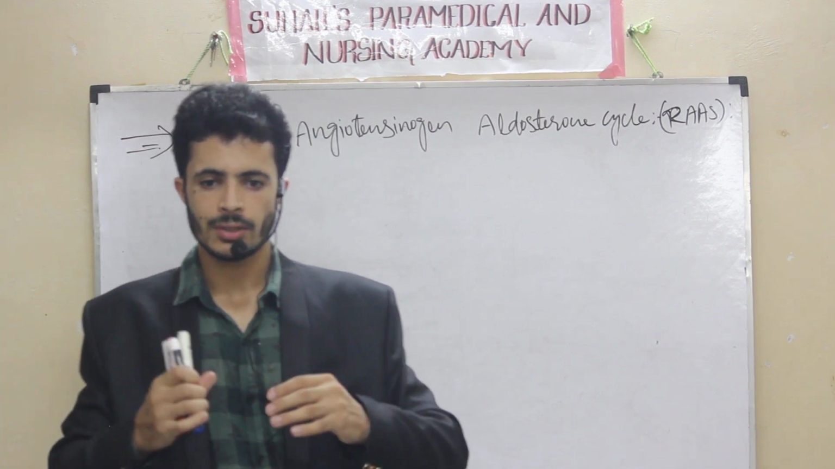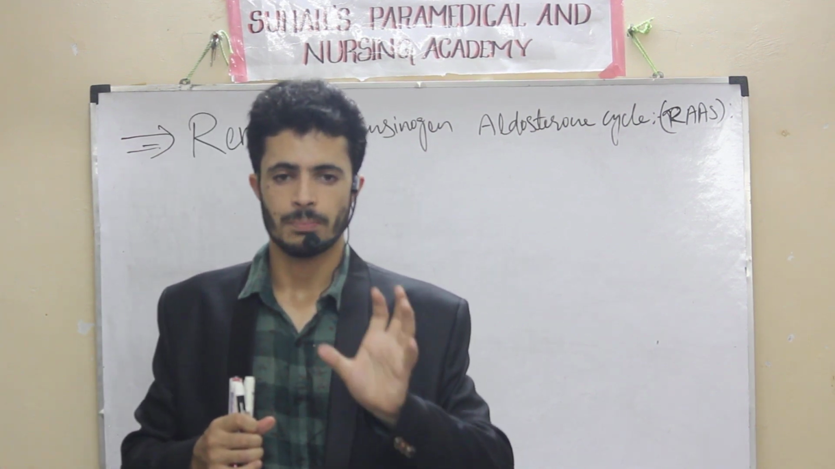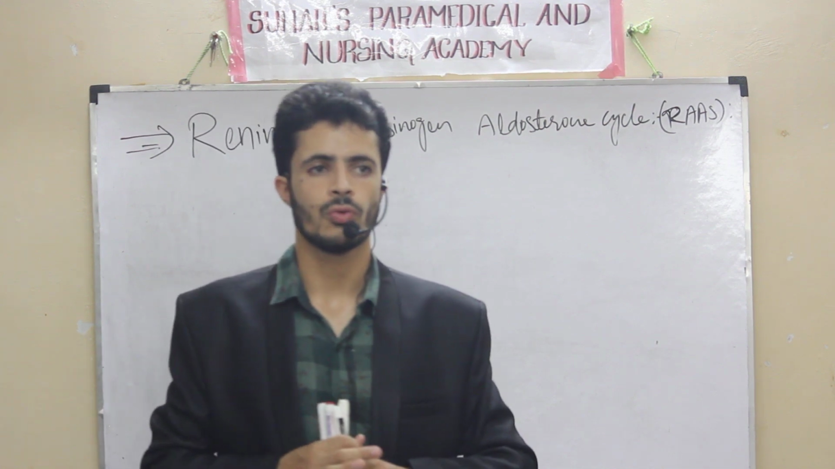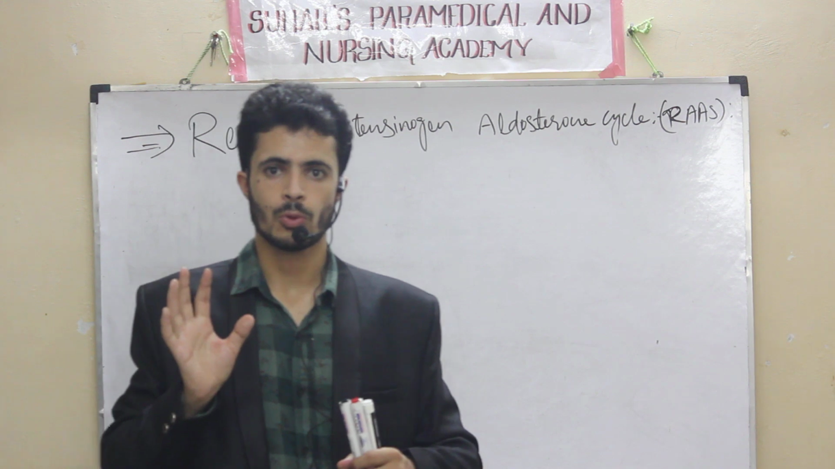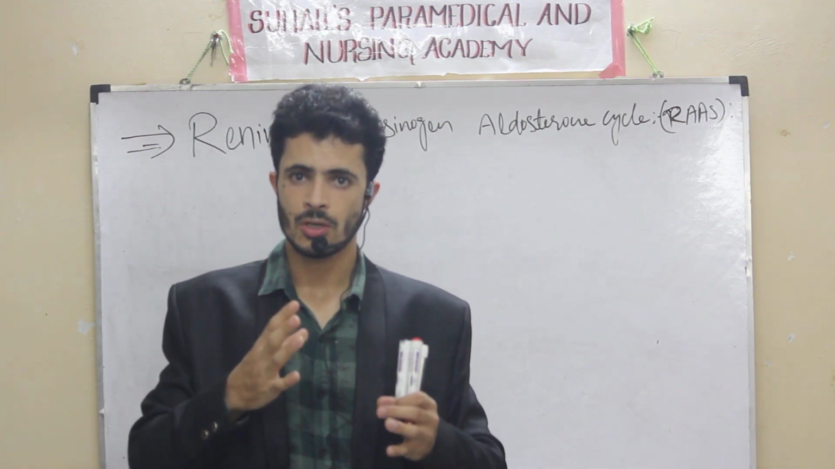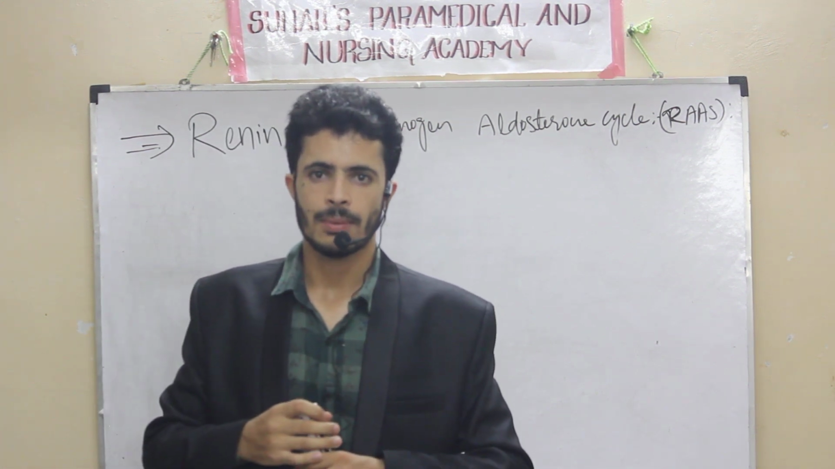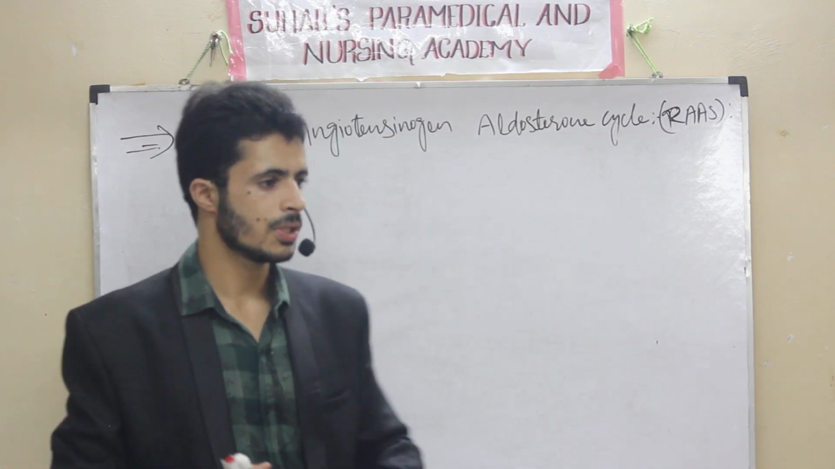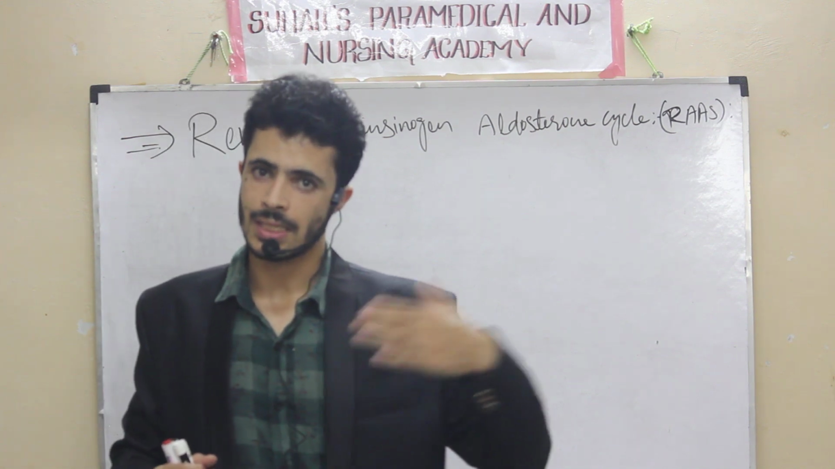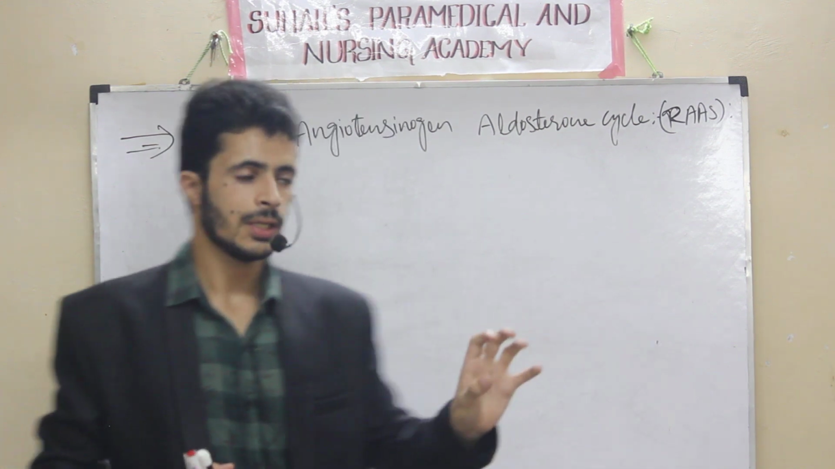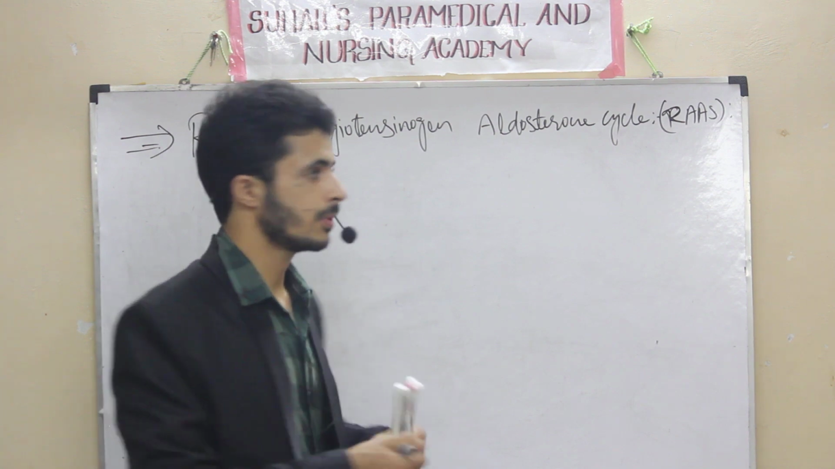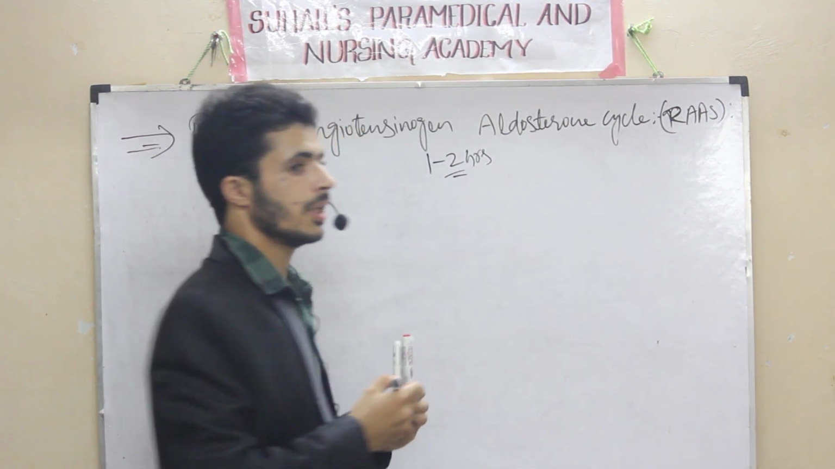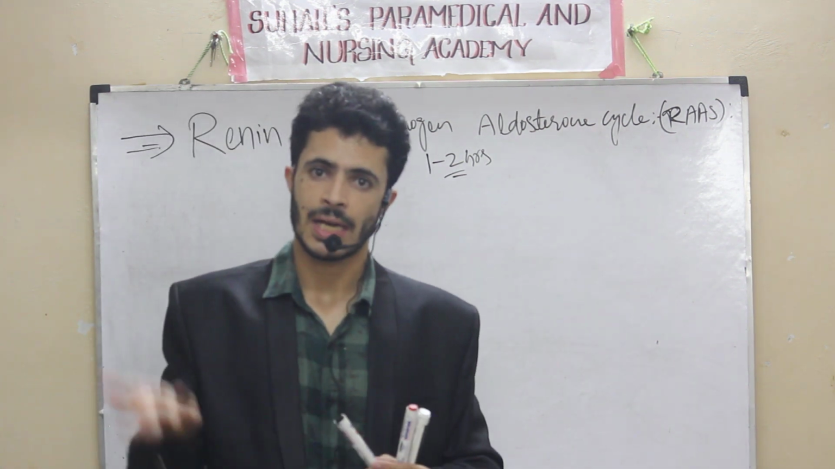Blood pressure increases in our body by means of two ways. One is a long time system, another is a short time system. Short time system means within very less time. I am not going to explain that. Here it is the long time system. This RAAS system takes 1 to 2 hours to increase the blood pressure again.